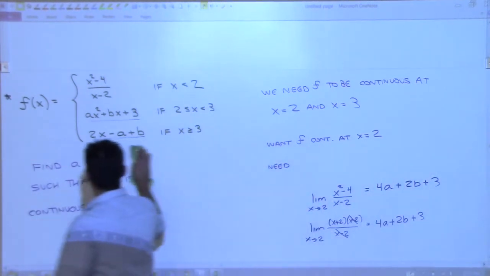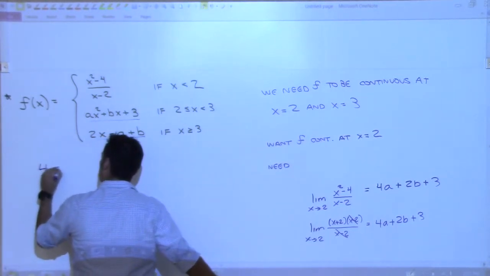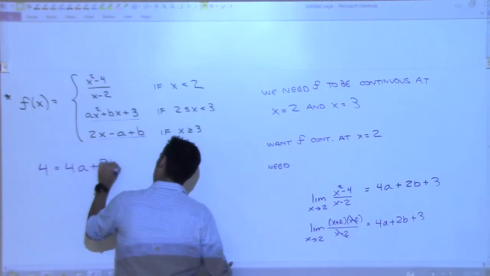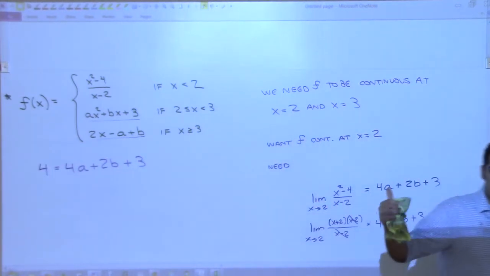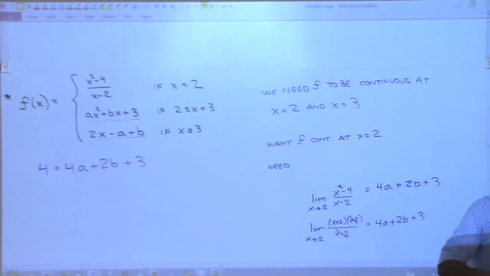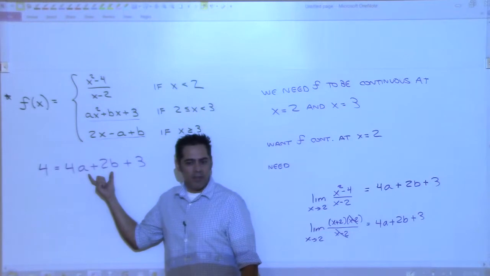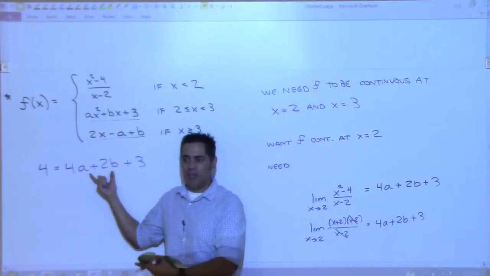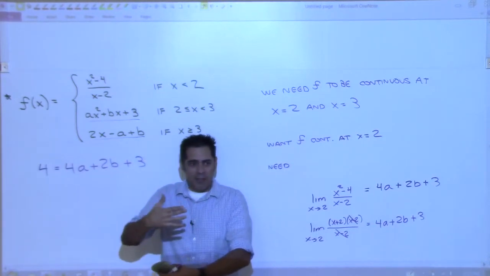Okay, so here's what we have so far. We have that 4, that's the left side, must be equal to 4a plus 2b plus 3. We all on board with that? We're trying to find a and b, aren't we? The problem is we only have one equation and we have 2 unknowns. You cannot solve for a or b if you only have one equation and 2 unknowns. What I need is another equation. I need a second equation with a and b in it. And then I would have 2 equations with 2 unknowns, right? Where are we going to get another equation from?